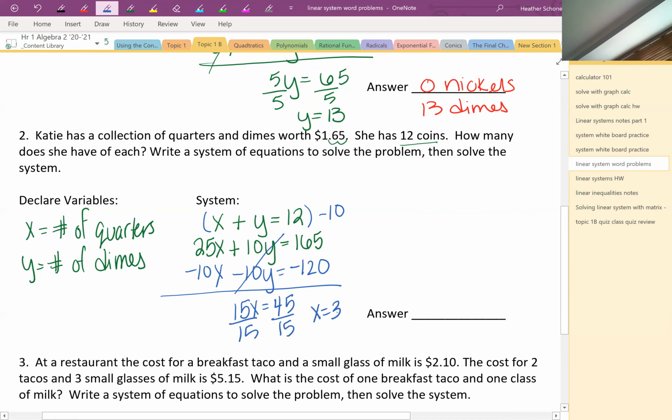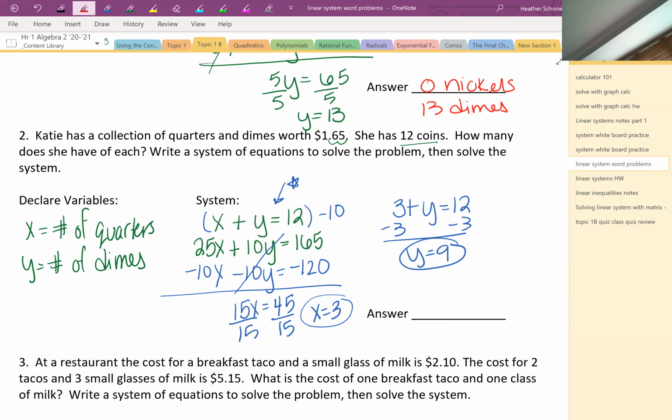So x equals 3. Now that I have x, I need to find y. Plugging it into this first equation will be the easiest. So I'm going to do 3 plus y equals 12. So to solve, we'll subtract 3, and y just equals 9. Now that I have my answers, I'm going to write it and label my answers. So x was 3, and 3 is the number of quarters. So Katie has 3 quarters, and she has 9 dimes.